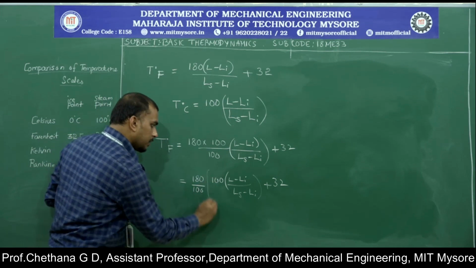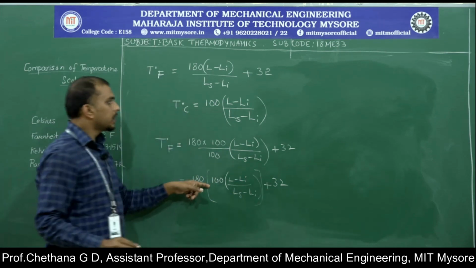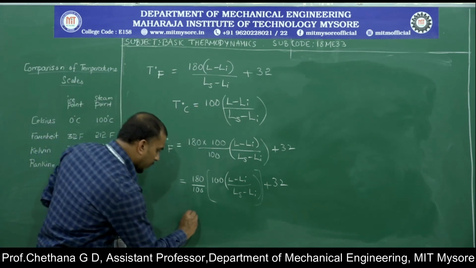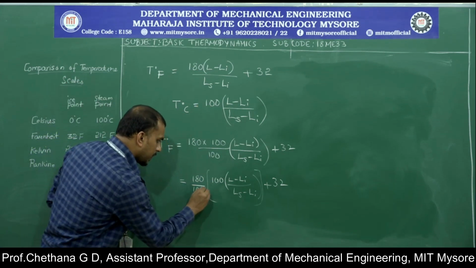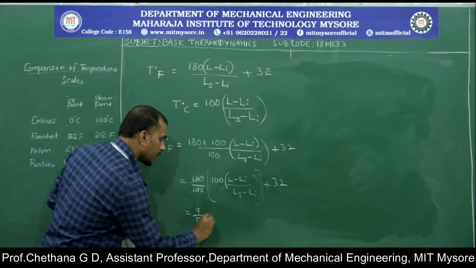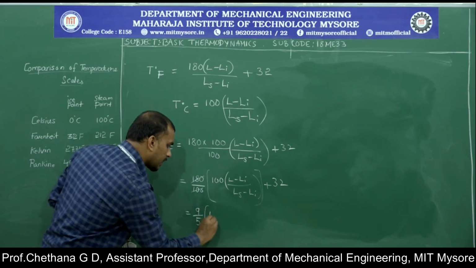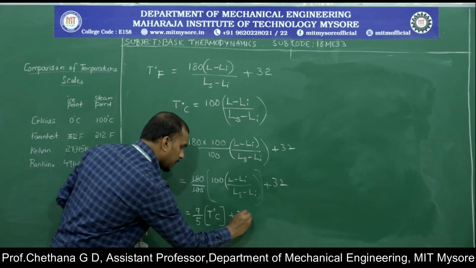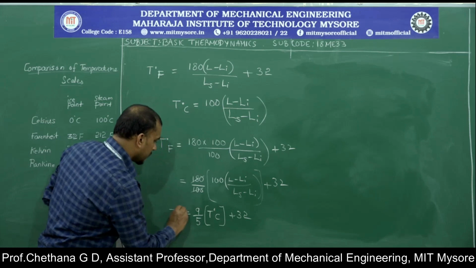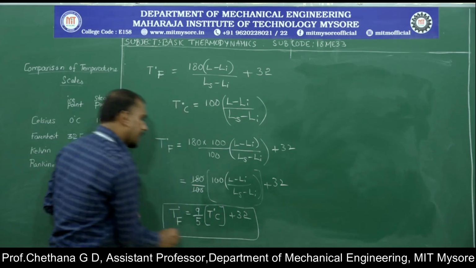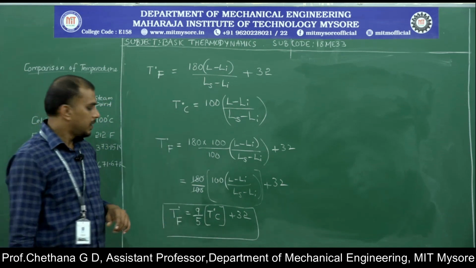So what is this term? This term is nothing but temperature in Celsius. So this can be cancelled out, it is 9 by 5, and this you are calling it as the same expression, Celsius, plus 32. So this is the relationship between Fahrenheit and Celsius scale.